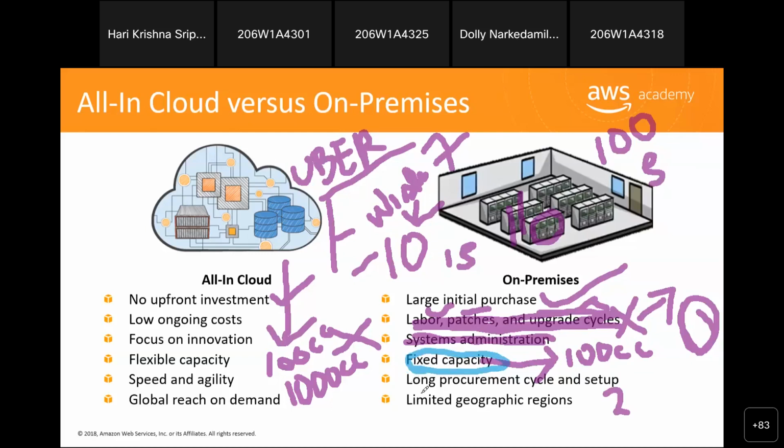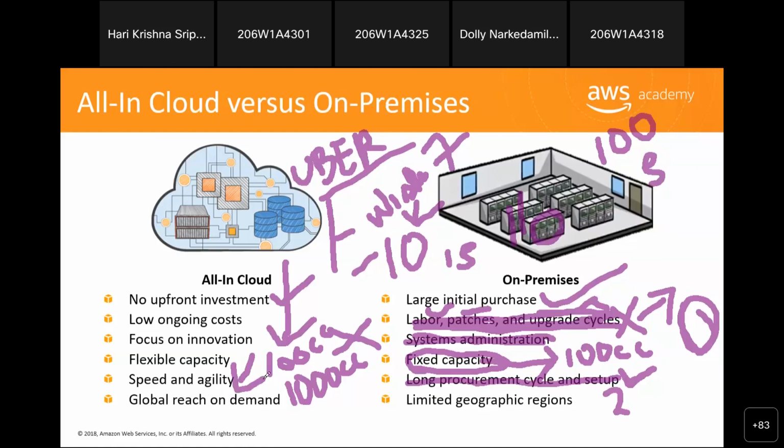Similarly, long procurement cycle and setup, as I think we have already discussed. Establishing one single server will take a very, very long time, right? So this needs to be addressed. Whereas as you can see, the speed and agility in terms of AWS is within minutes and seconds.